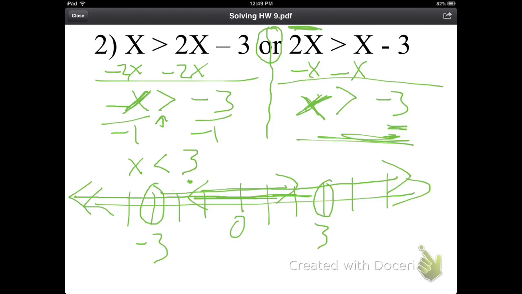It's the whole thing. And so since I'm in an OR situation, my answer is going to be anything that got shaded at all. Well, everything got shaded. And so you can write this in a few ways. You can do negative infinity to infinity with parentheses like that. Or you can just say all real numbers. We haven't really talked about that. We haven't run into it yet, but now we have. It goes from negative infinity to positive infinity. It's everything. Or you can just say all real numbers. And that should be it for number 2.